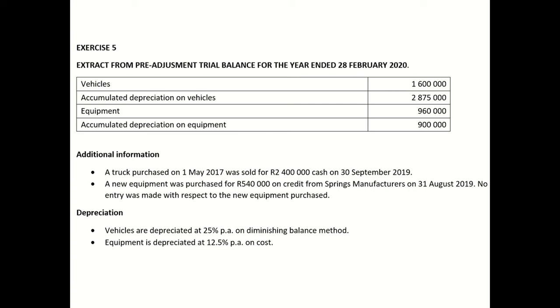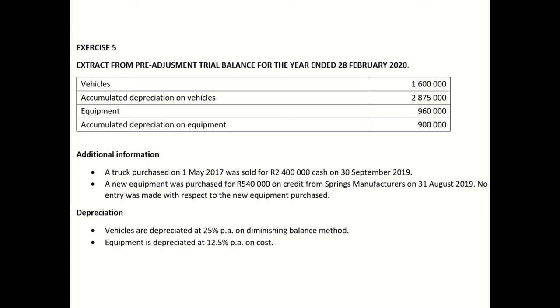Vehicle cost, please note that these are balances at the end of the financial year. Vehicle cost is 1,600, so we assume that that is the cost price at the end of the financial year, unless adjustments tell us otherwise. And then we've got accumulated depreciation on vehicles, which is 2,875,000. That is normally at the beginning of the financial year. Basically, guys, I'm just repeating everything that I've been saying in the previous 4 examples.